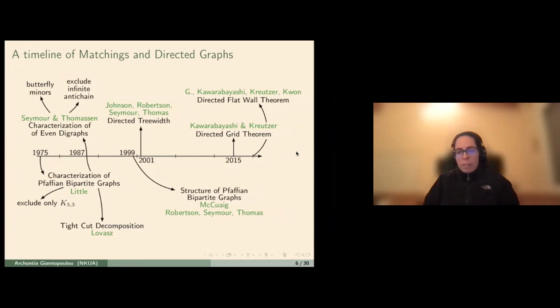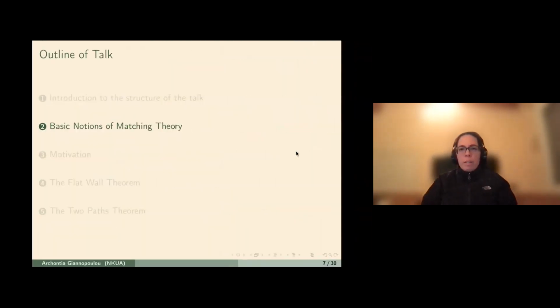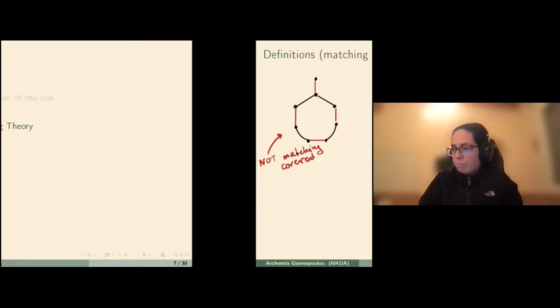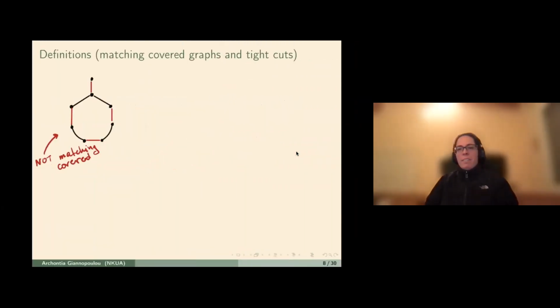So I'm now going to introduce the basic notions of matching theory, which we're going to use to state our results and see the connection with diagrams. So here come the handwritten slides. We're going to say that a graph is matching covered when every edge of the graph belongs to some perfect matching. This is not matching covered because this edge here will never be in a perfect matching of the graph. If this edge is in a perfect matching, or this edge, then this vertex here will not be matched.